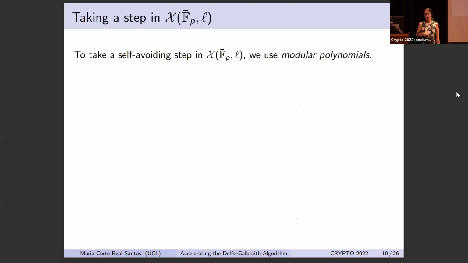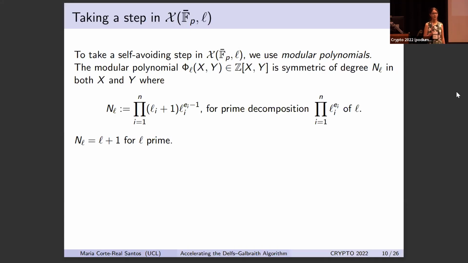Okay, so now how do we take a step in this graph? To take a step in the graph, we use modular polynomials. These are bivariate polynomials with integer coefficients. They're symmetric in x and y, and they're of degree NL, though the details don't really matter. All that matters is NL grows as L grows, and in particular, equals L plus 1 when L is a prime.